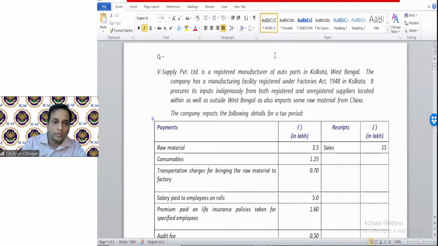So V Supply Private Limited is a registered manufacturer of auto parts in Kolkata, West Bengal. The company has a manufacturing facility registered under the Factories Act. It procures its input indigenously from both registered and unregistered suppliers located within Calcutta as well as outside West Bengal, and also imports some raw material from China.